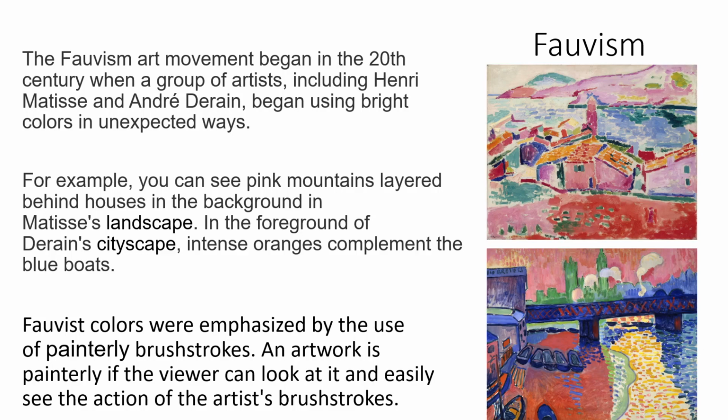For example, you can see the pink mountains layered behind the houses in the background of Matisse's landscape and in the foreground of Derain's cityscape. Oranges complement the blue boats here. In the bottom right, you can see, and we've talked about those color combinations using those contrasting colors, those complementary colors, blues and oranges, yellows and purples, that sort of thing.